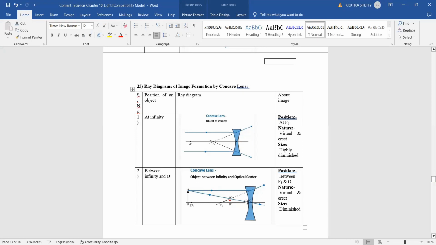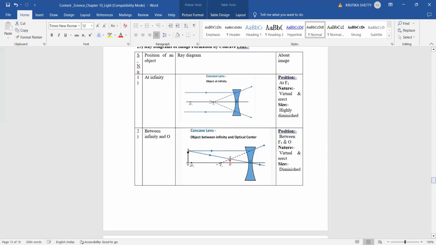So first case, we study infinity. Second case, anywhere on the principal axis, the image is formed between F1 and the optic center. Nature is virtual and erect and the size is diminished.